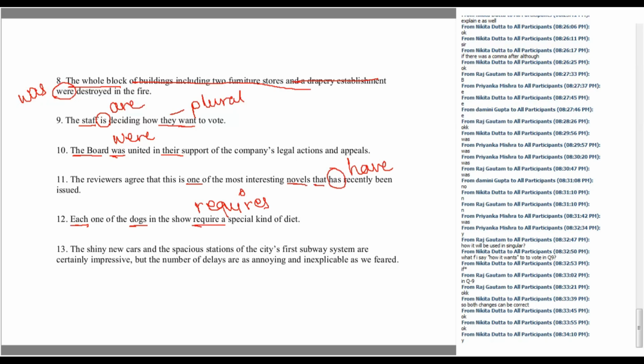Okay. Number 13. The shiny new cars and the spacious stations of the city's first subway system are certainly impressive. But the number of delays, when I'm talking about the number, is singular. The number of delays is as annoying and inexplicable as we feared. So number 13, I'll have to use the word is.